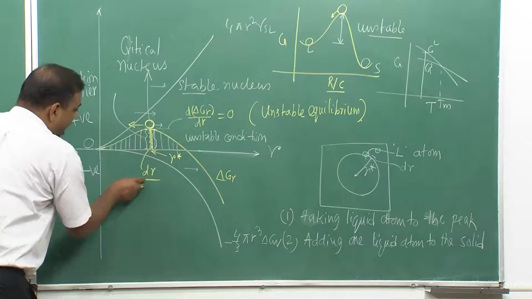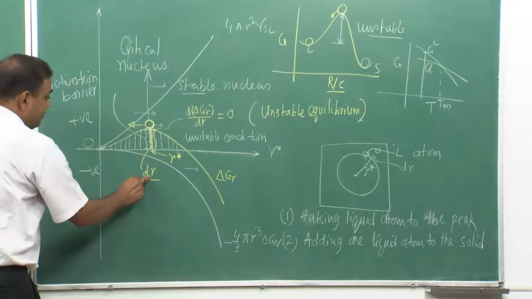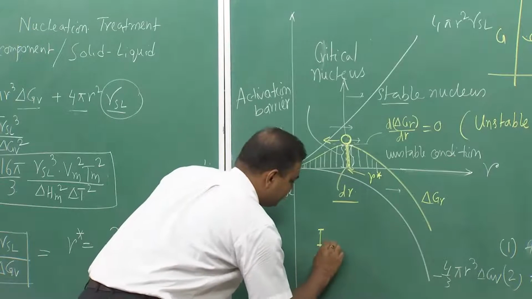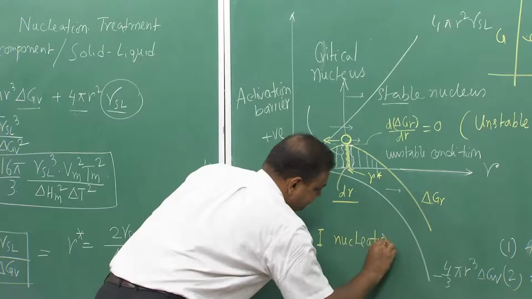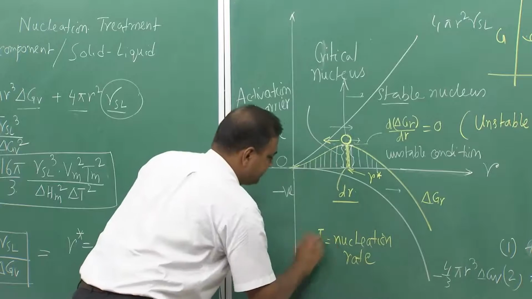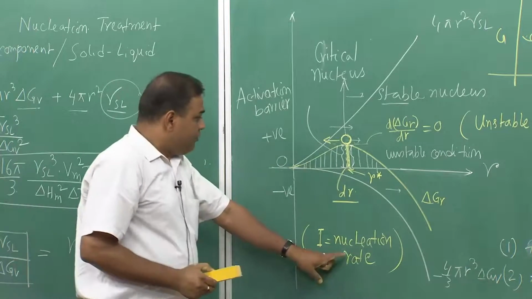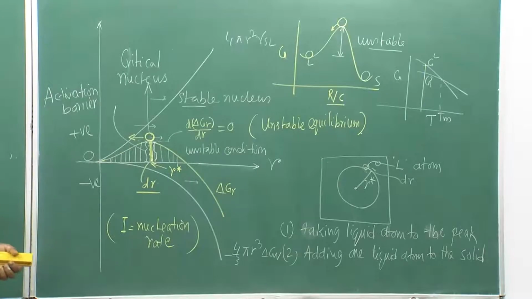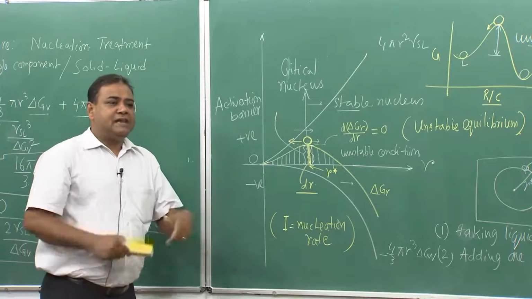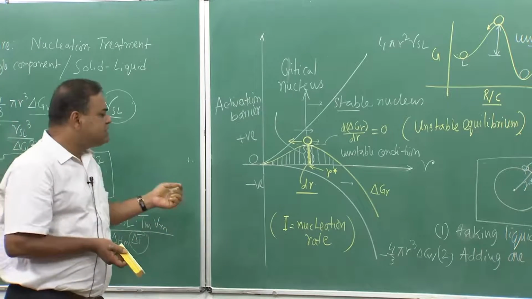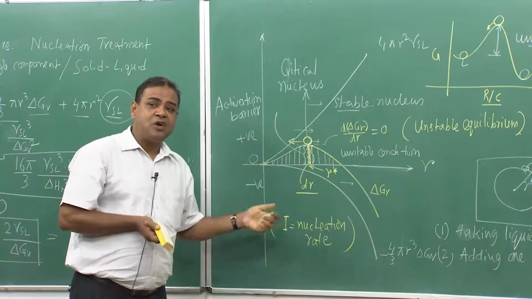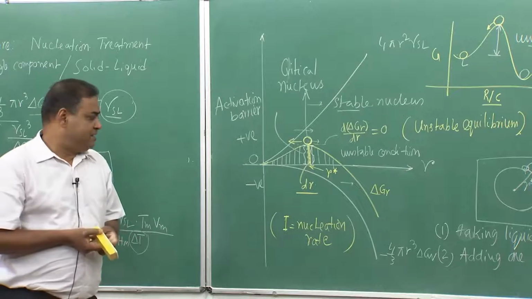Okay. So, how many of those critical nucleus can increase its size by del R? That number, if we calculate, that number becomes my nucleation rate. That becomes my nucleation rate. Okay. So, now if we try to see this particular nucleation rate, it has two events now. First is taking liquid atom to the peak, and second one is adding one liquid atom to the solid. And this nucleation treatment will be elaborately explained by Professor Sangal, but we will just see the expression and try to see its graphical implication, and also we try to see that it has got any relation to heat treatment of materials. Okay, we will see that.